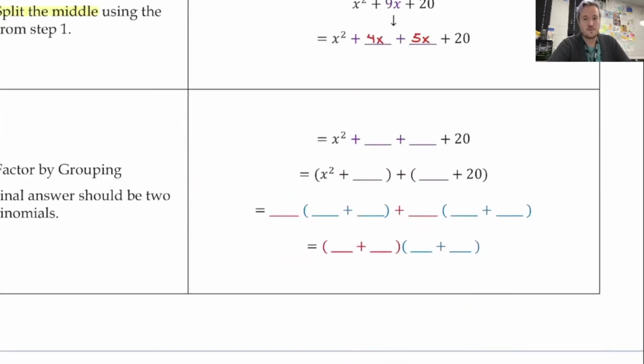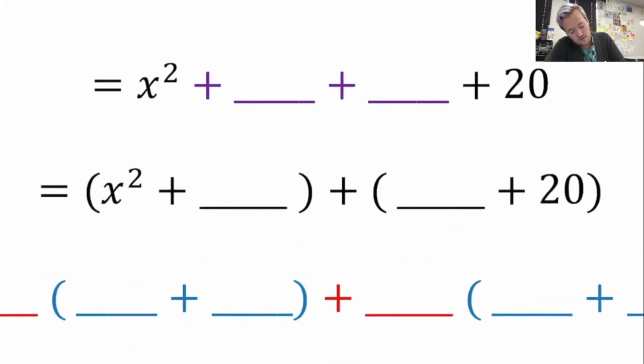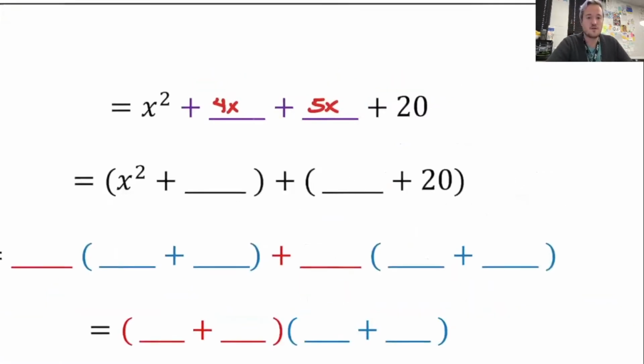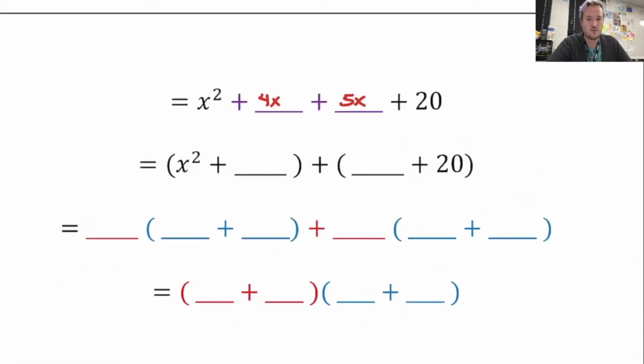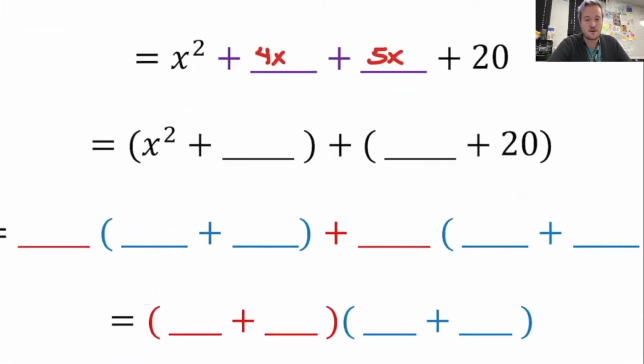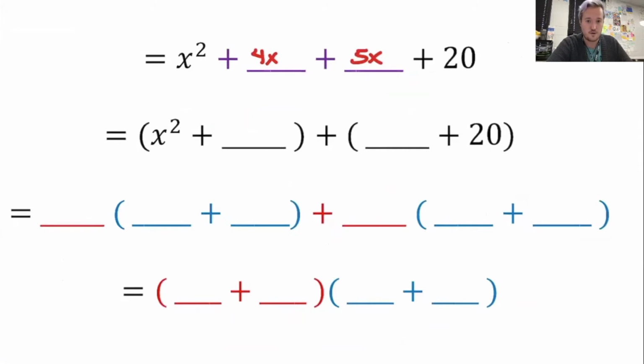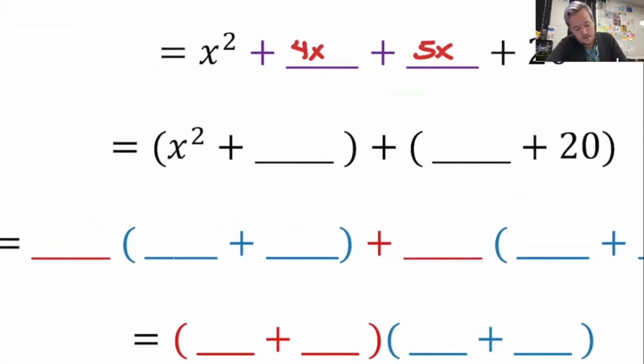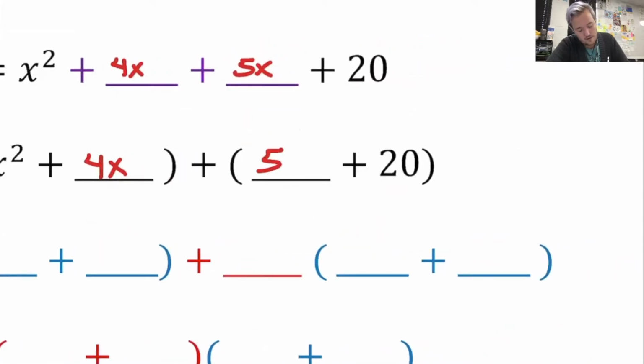Now I'm going to take those same numbers over here, and this is where the grouping is going to happen. This is going to look kind of weird, but we're going to fill in the blanks. Everything's already here that you need. Notice how they're also color-coded. I'm going to take the first set and write those in parentheses. That's going to be my first group. My second group is going to be the 5x and 20. So I have two groups.